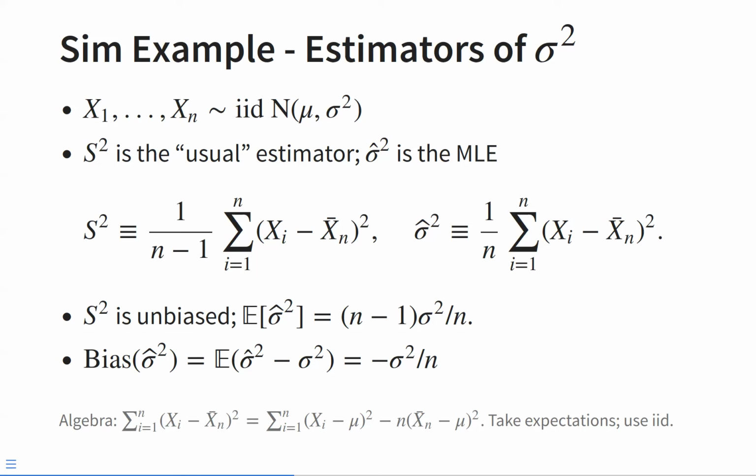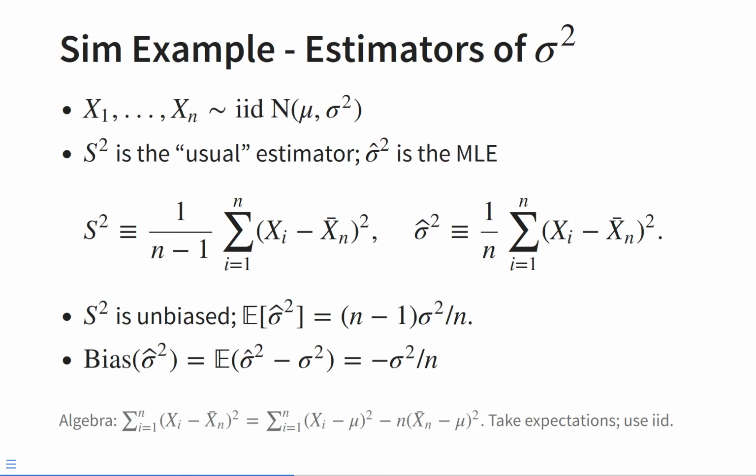Whereas this second estimator, sigma hat squared, is the maximum likelihood estimator. It's exactly the same, except it divides by n rather than n minus 1. Now, in practice, that difference is not so substantial, and it's rarely going to make any difference whatsoever. But you may know that the reason why s squared is often preferred to sigma hat squared is that s squared is actually an unbiased estimator of sigma squared, whereas the MLE has a small bias.